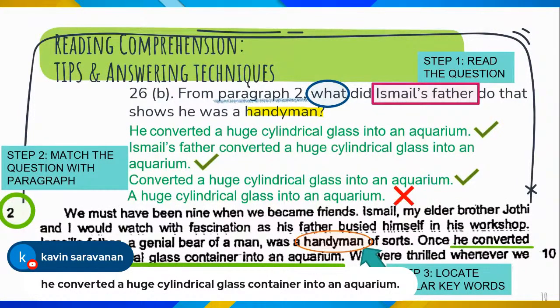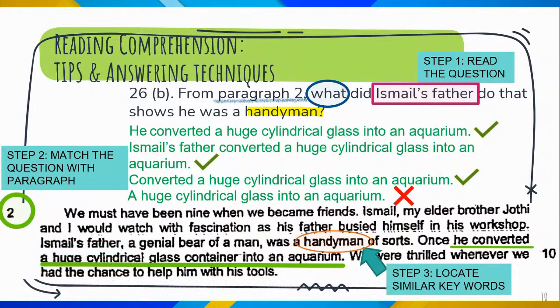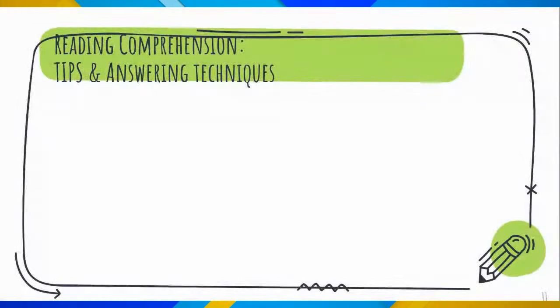Okay, Kevin said he converted a huge cylindrical glass container into an aquarium. Good, that is the correct answer, but please be careful with your capital letter and small letter. Make sure that you write he with a capital letter there, so that your answer will be what we call untouchable. It's going to be a sure 1 mark. All right, I think that we are ready to move on to question 27.